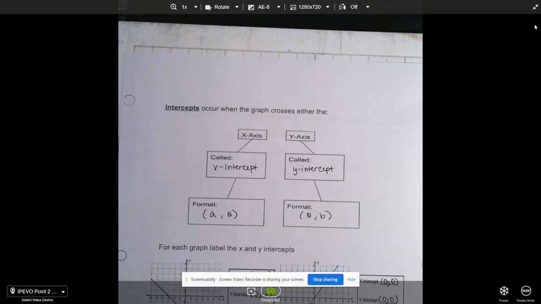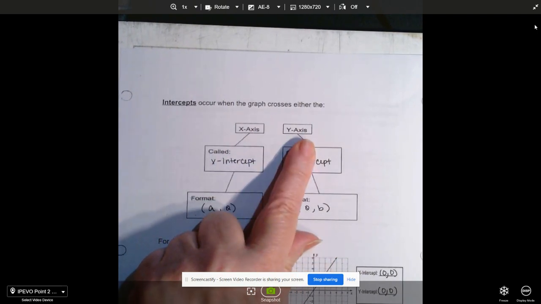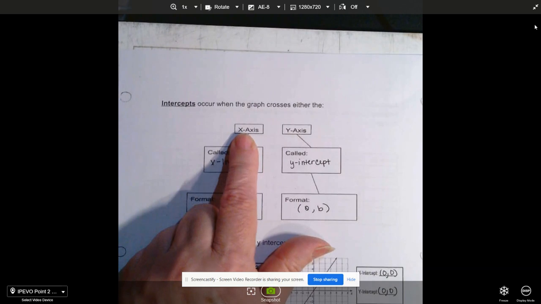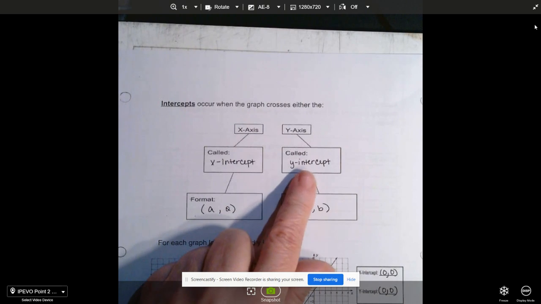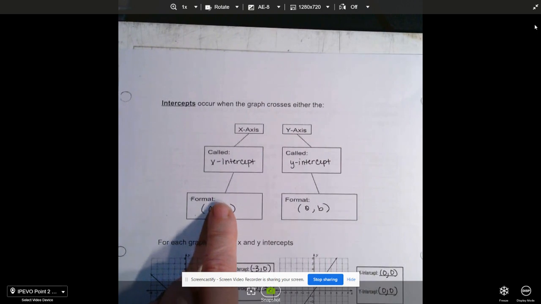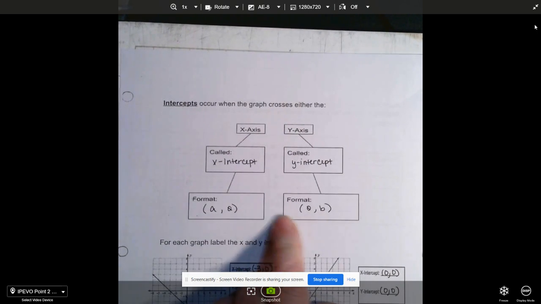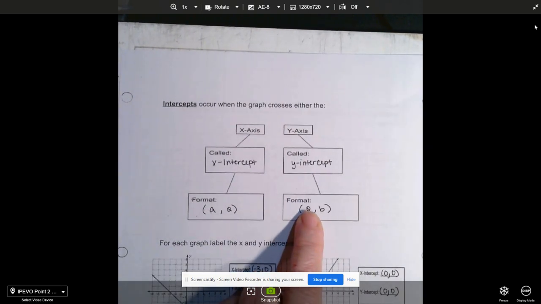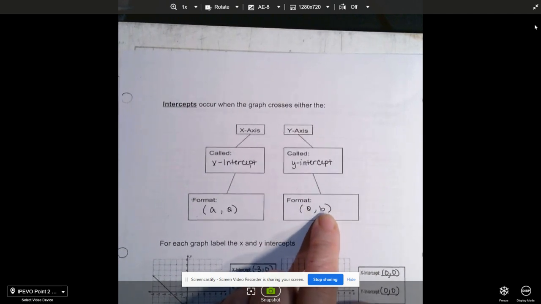They have these things called intercepts. And an intercept occurs when the graph crosses either the x-axis or the y-axis. Where it crosses the x-axis is called the x-intercept, and where it crosses the y-axis is called the y-intercept. All right, so your x-intercept would always have a value for x, but your y would be 0 because you're on the x-axis. And when you have your y-intercept, your x is going to be 0 because you're on the y-axis, and then you're going to have some y value.